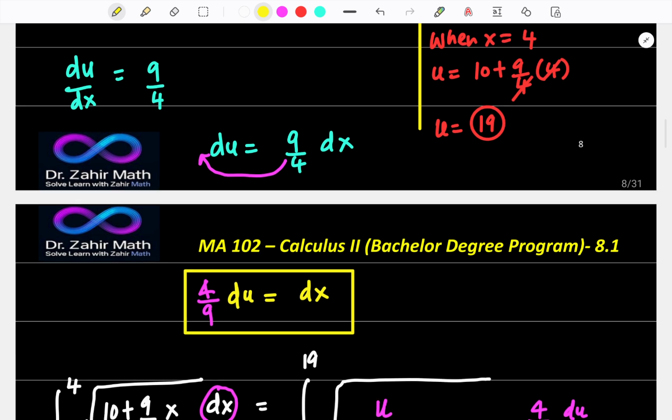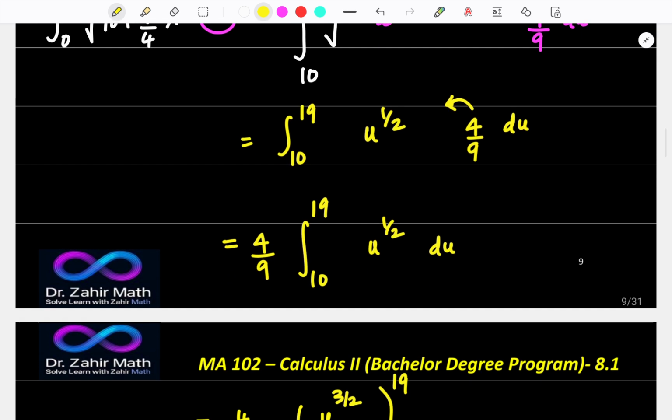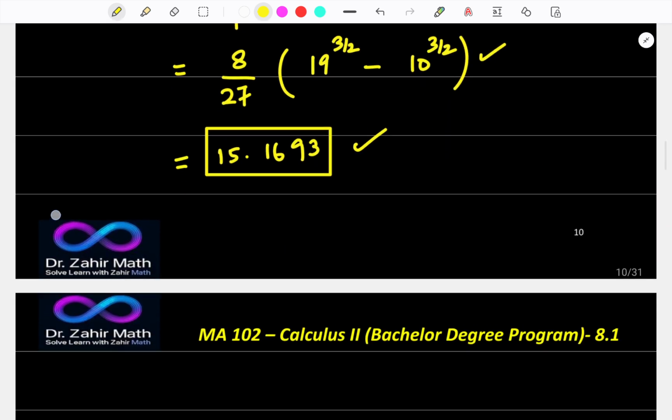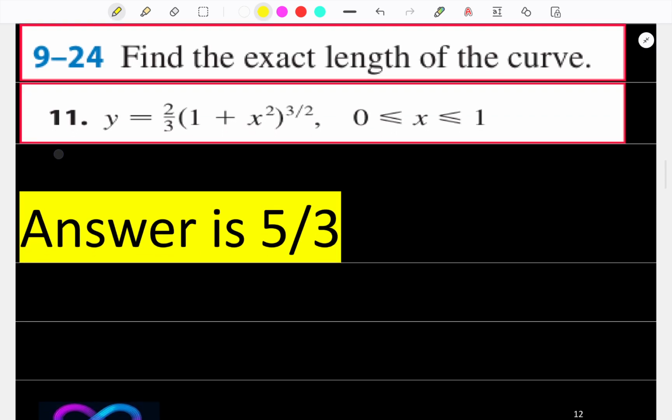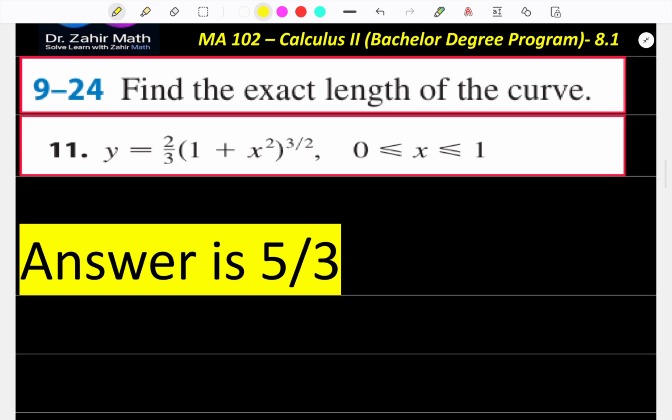Usually in the class, we ask the teacher to do 2 or 3 problems in every exercise, but we need some problems for practice. So I'm giving one question here. Find the exact length of the curve y is equal to 2 by 3 times (1 plus x squared) to the power of 3 by 2, where x lies between 0 and 1. So it means integral 0 to 1. I've given the answer, which is 5 by 3. Okay, all of you?